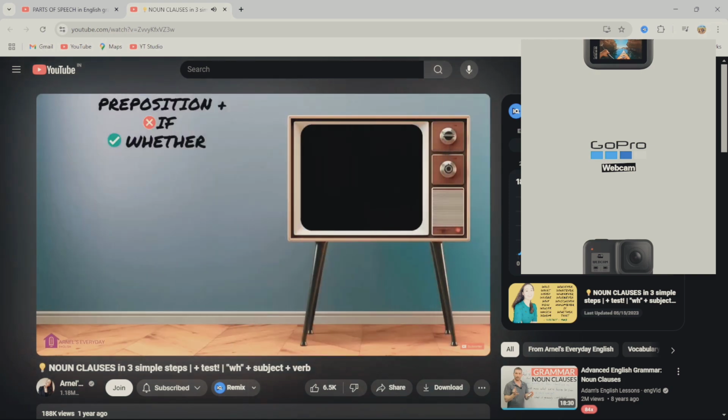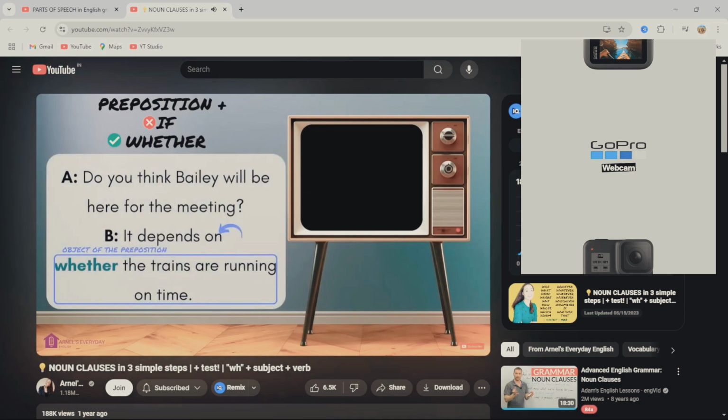But I do need to mention that group 3 has its exceptions, like if cannot be used as the object of the preposition. Do you think Bailey will be here for the meeting? It depends on whether the trains are running on time. It depends on if the trains are running on time.